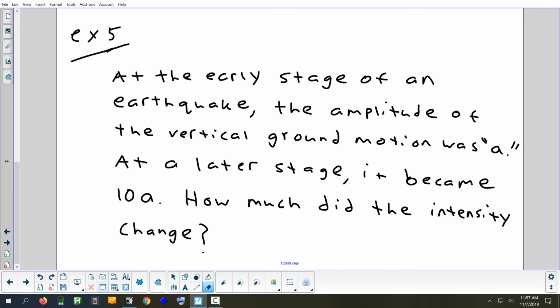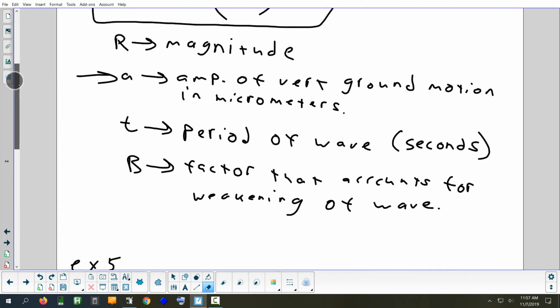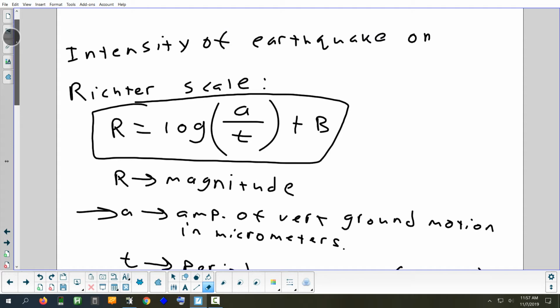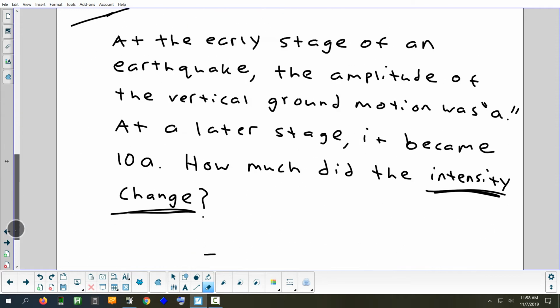So, if you want to figure out a change between two things, what operation do you usually use? Subtraction. Okay, some kind of subtraction. So we're looking at how the intensity changed. I'm going to have two intensities. What variable did I use for intensity? R. The equation is R equals. So R is intensity.